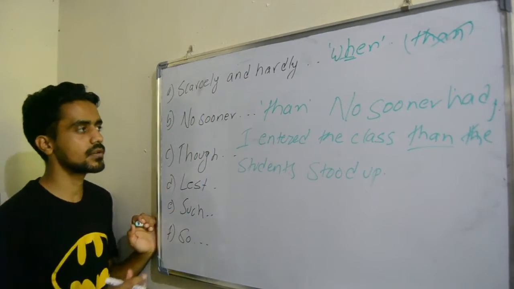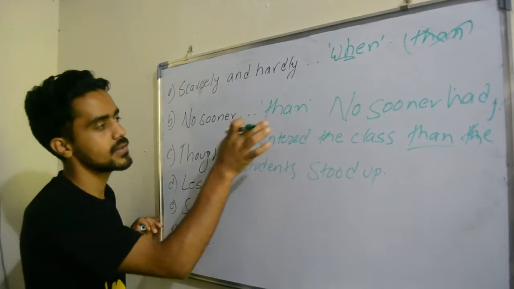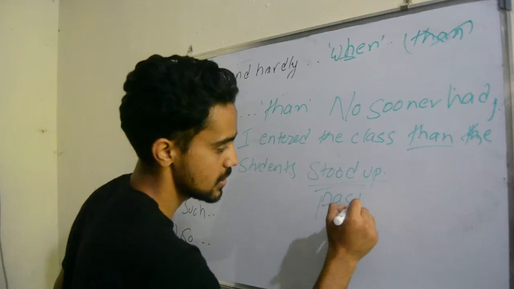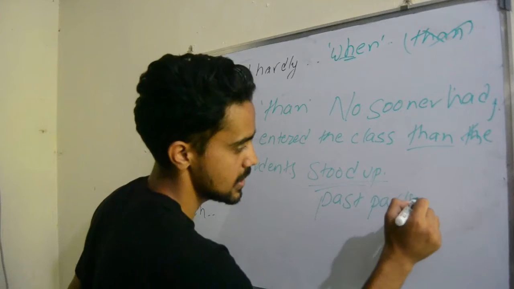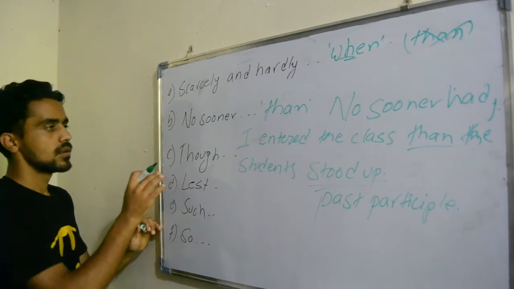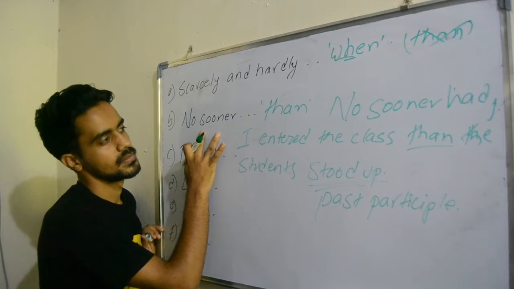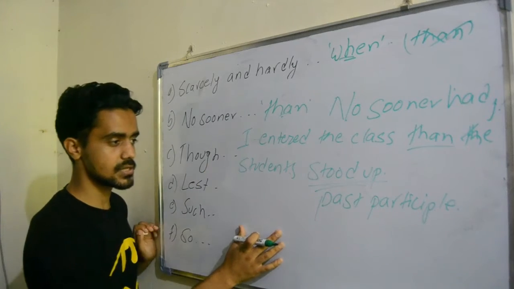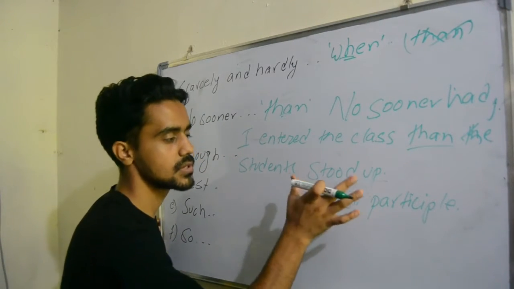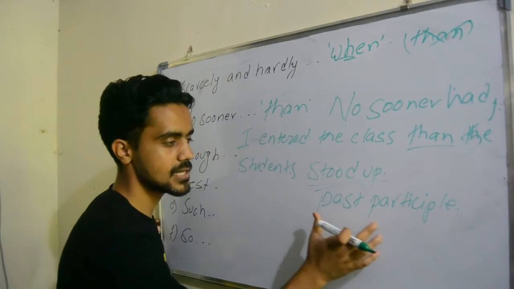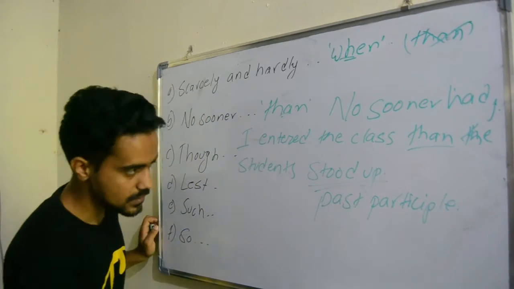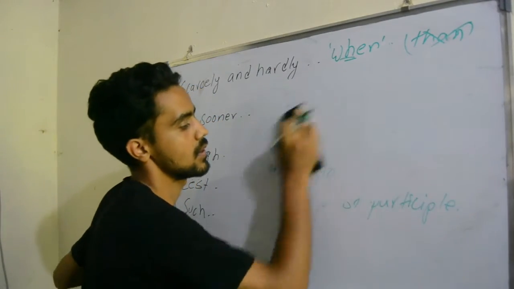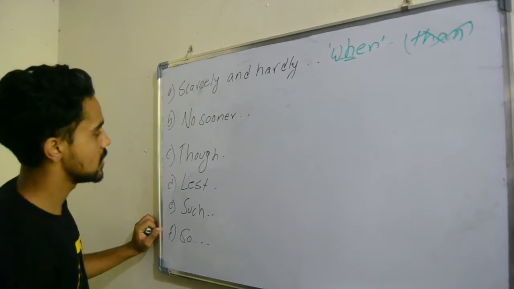I want to say something more on this: no sooner is followed by then, and whenever no sooner is used, we use the past participle. So in the options, whenever you choose no sooner, obviously it will be followed by then. And if you have to choose the answer, you should see the verb that is in the past participle. So always check for the past participle. And then let's move on to the third.